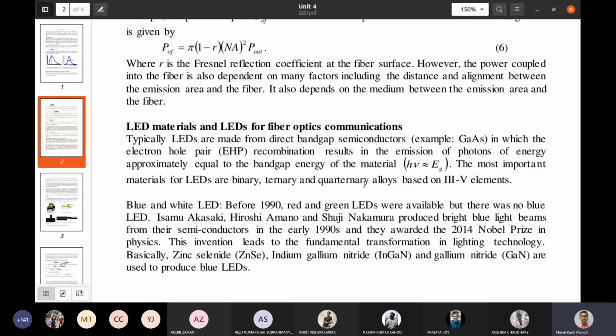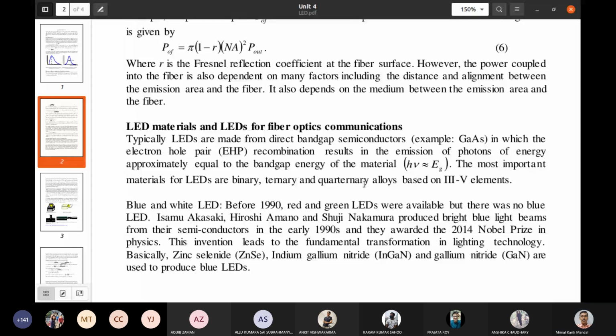So when the blue LED was discovered, by these three persons, I cannot remember their names, but after 1990, they discovered the blue LED, and based on their discovery, in 2014, they got the Nobel Prize on that. So this blue LED made a revolutionary change in the lighting technology, because red, blue, green can produce the white light LED.